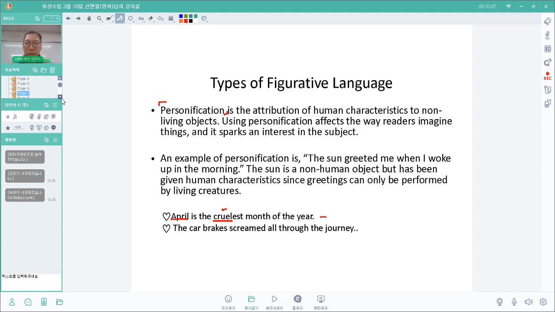Okay? Another example, the car brakes scream all through the journey. So when we say scream, usually it's human. Boys and girls will scream, and people scream. We don't say the car brake. Car brake is nothing but a piece of metal. Okay? This is nothing but a device. Car brake cannot actually scream. But still, here you are using this technique of personification. Okay?